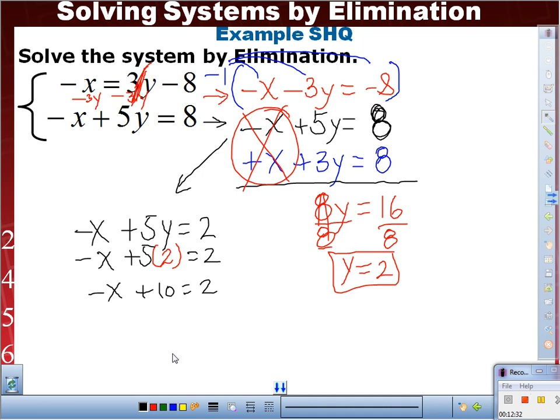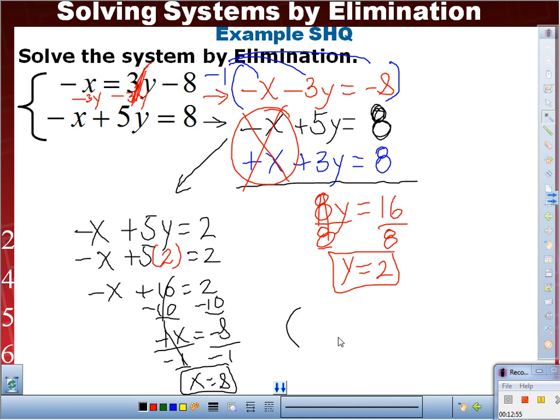Solve for x. Minus 10, minus 10. Negative x equals negative 2. Divide by negative 1. x equals 2. Is that correct? Yeah. Solution: 2, 2.